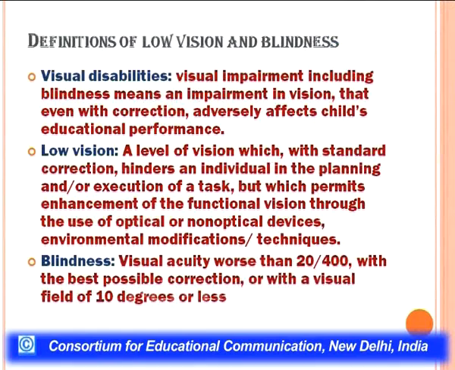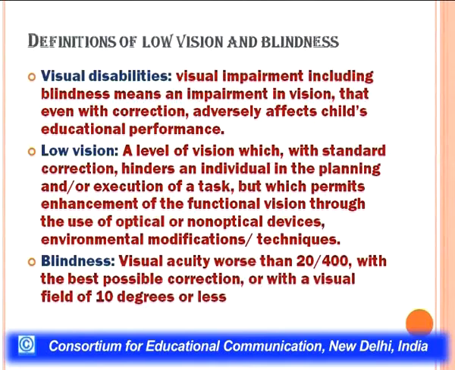Now I will discuss a few definitions of low vision and blindness. Visual disabilities or impairment, including blindness, means an impairment in vision that even with correction adversely affects a child's educational performance. So it is very important to understand that whether less or more, visual disabilities always affect or impair the child's educational performance.